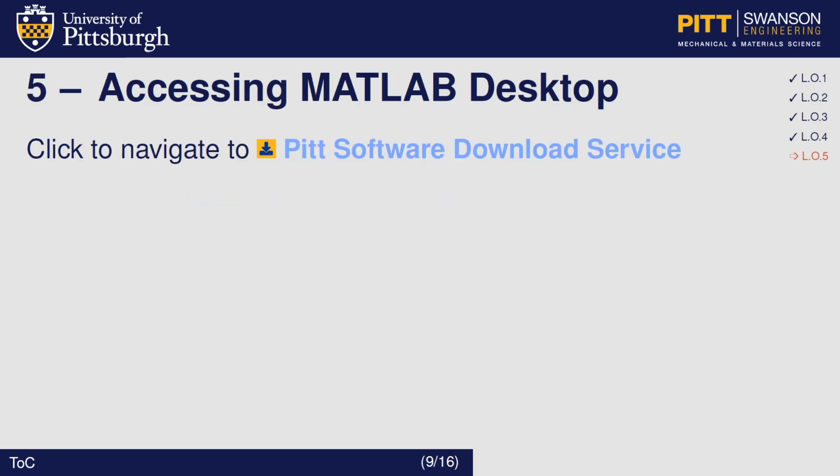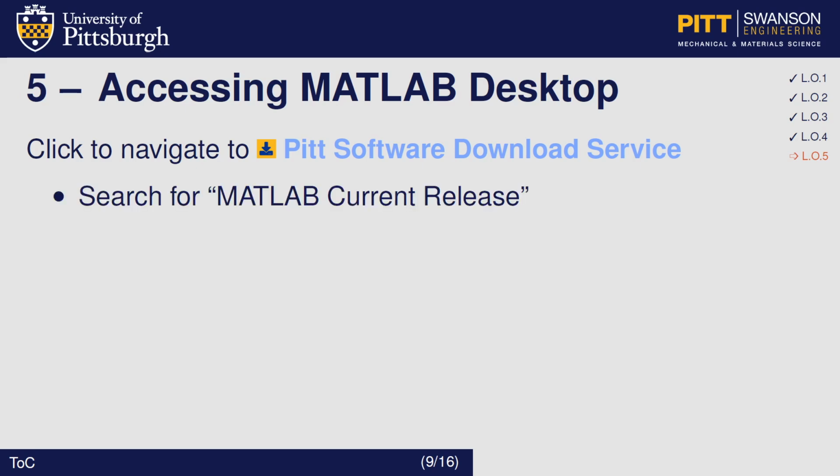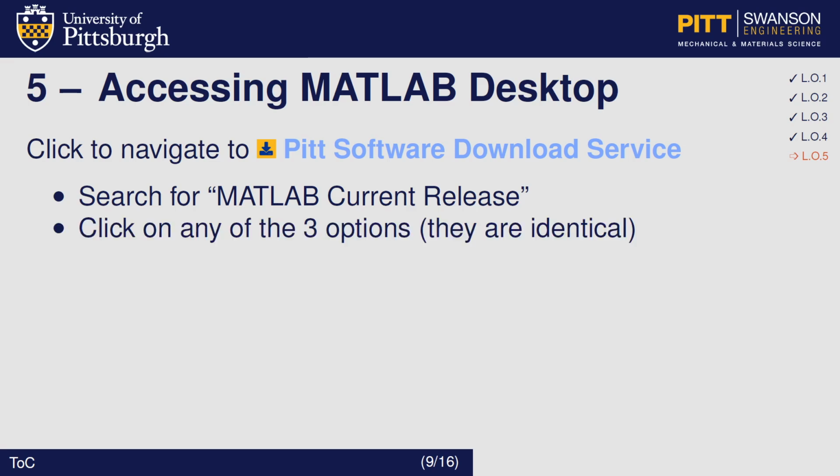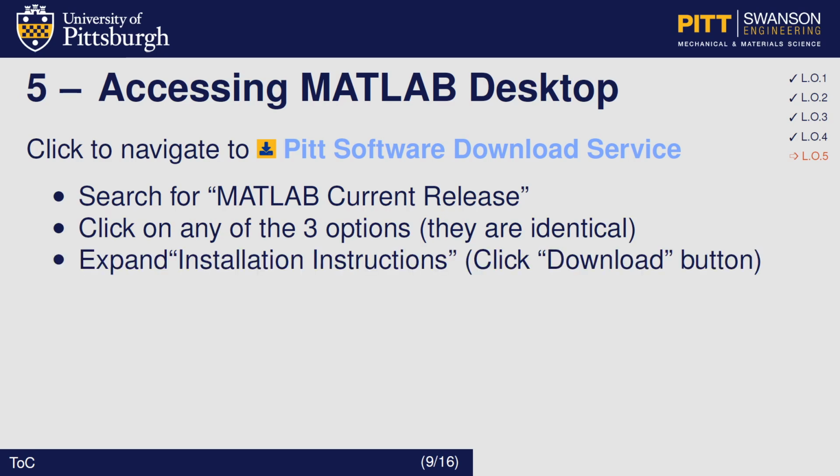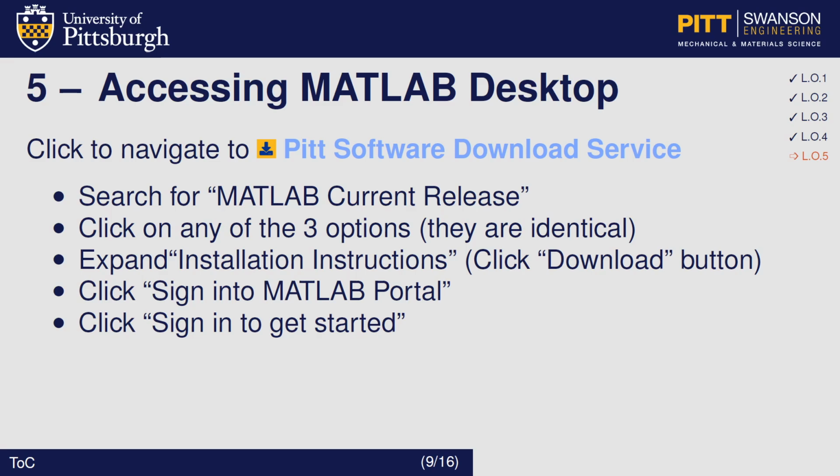In order to access MATLAB Desktop, click the hyperlink at the top of this page to navigate to PIT's software download service. In the search bar at the top, search for MATLAB Current Release. Click on any of the three options. All three of them are identical. Expand the Installation Instructions tab or click the Download button, and then click the button Sign into the MATLAB portal. Once there, click the button Sign in to get started.